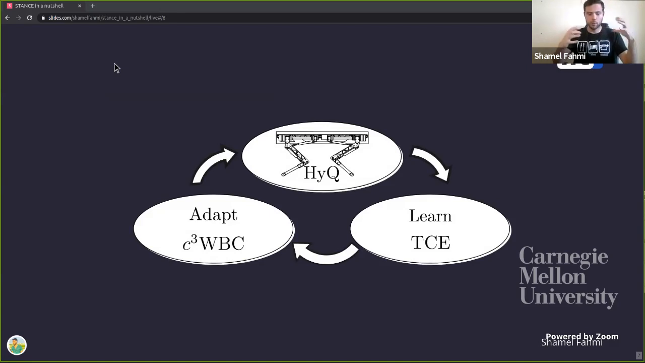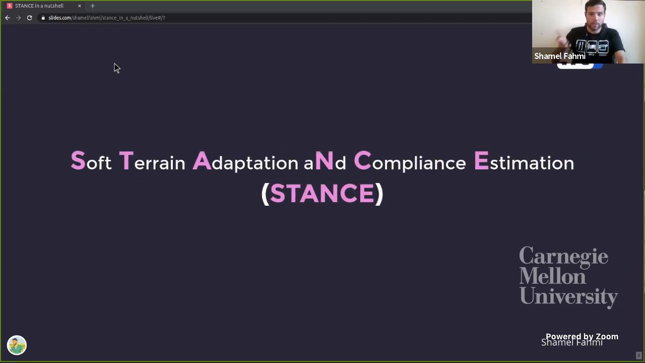With our approach, we amend the standard whole body controller with a more general contact model that can adapt to any type of terrain given its impedance parameters. And for that, we have an online terrain compliance estimator that feeds it to the whole body controller. Then you keep on doing that in an iterative way. We call this approach STANCE, which stands for soft terrain adaptation and compliance estimation.